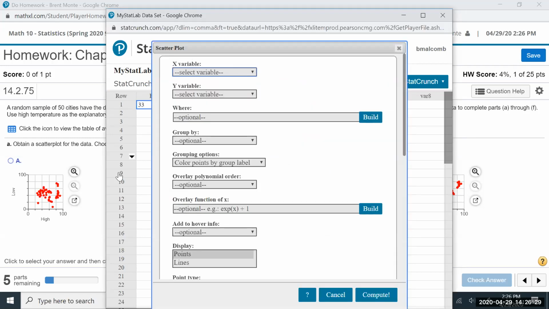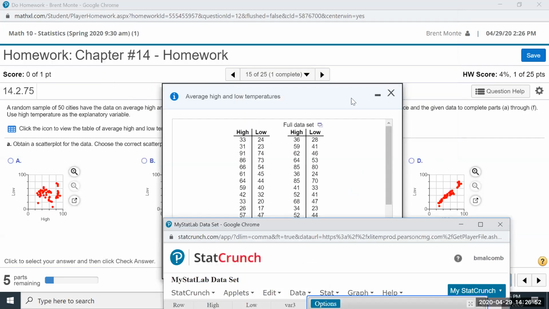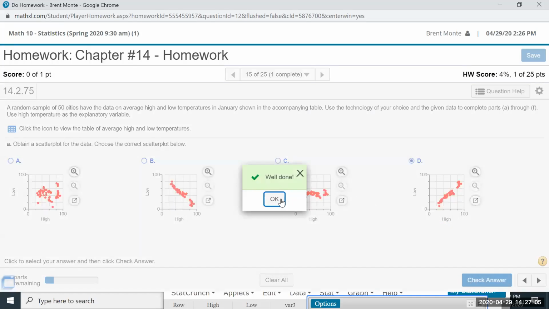It says, what's your X variable? Oh, they said that was the high temperature. So we say high. What's your Y variable? Oh, that's low. And the rest of these are just optional. We just say, you know what, compute it. Oh, look at the graph. It looks linear. It's going up from left to right. Well, let's see. Do I have any graphs that do that? Let's take this. Let's drop that down. Oh, it's going up from left to right. Oh, it's D. So we go and we click D, check our answer. And of course, right, the computer did it for us.